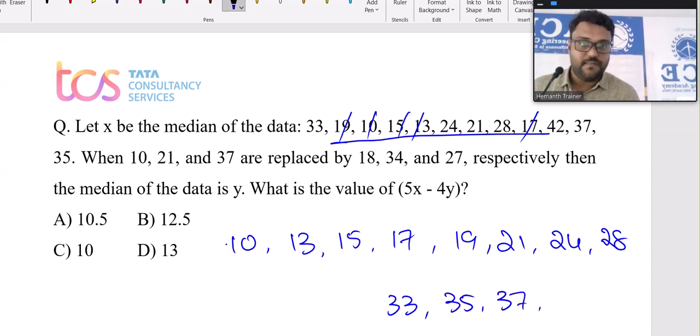37, 40. 40 is not 42, right? Yeah. We have total how many here? 5 and 5, 10, 12. You check here, 12 is there. Yes. Fine. Now, what is the median?